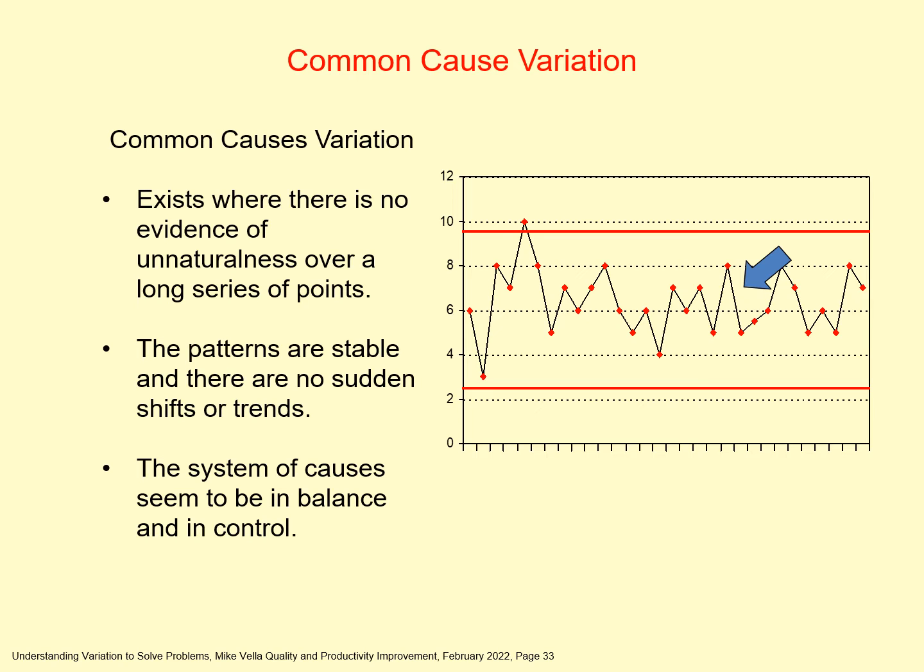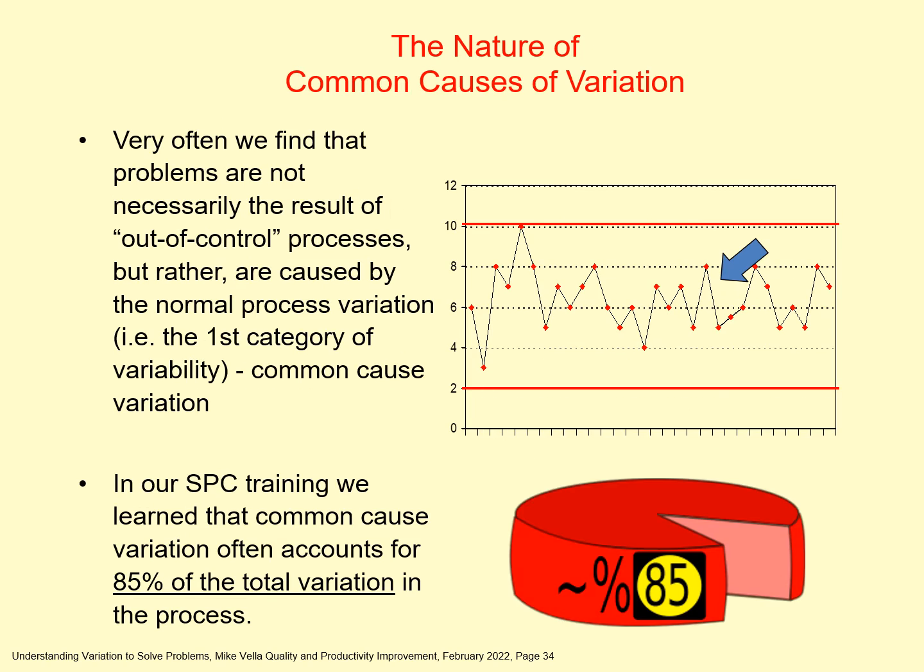Patterns are stable. There's no sudden shifts or trends. Seems like the system of causes appear to be in balance and are in control. That's great. But we'd like to improve this. So very often we find that problems are not necessarily a result of out-of-control processes, but rather are caused by the normal process variation, common cause variation.